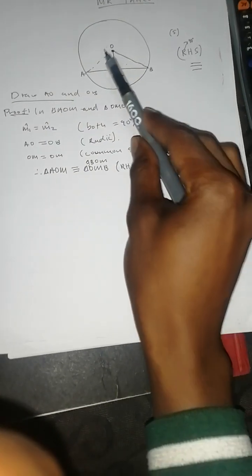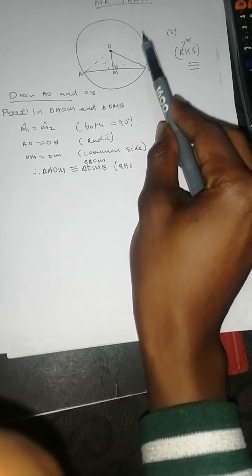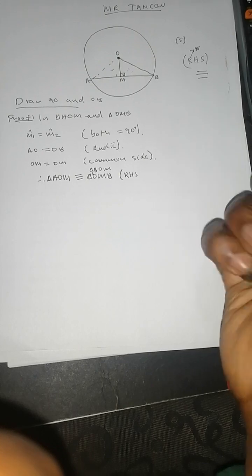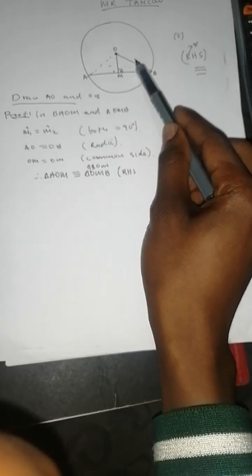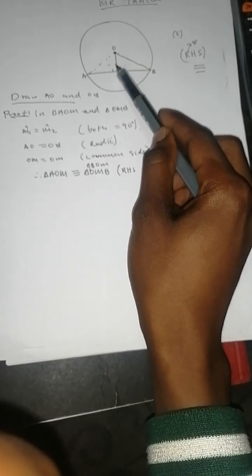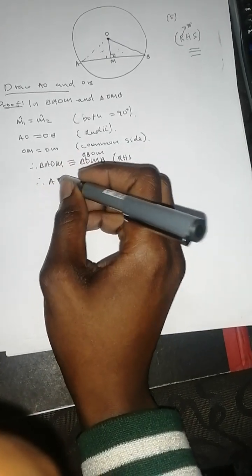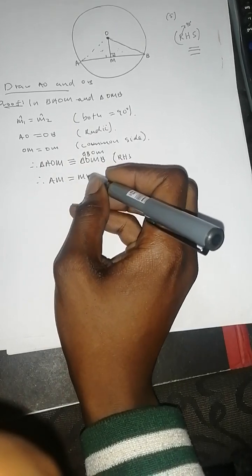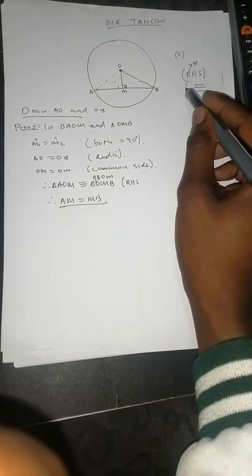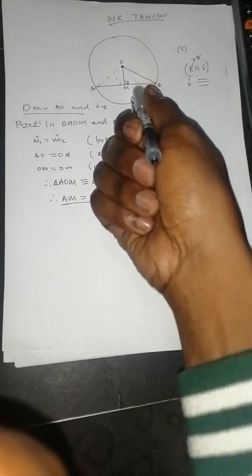So now let's check if these two triangles are congruent. What do you know about congruency? Same shape, same size. So AO is equal to OB, OM is equal to OM. Therefore AM is equal to MB. Then finished, 5 marks. You know your ingredients, since I'm proving this theorem, I need these ingredients. You're done, finished. Thank you very much.